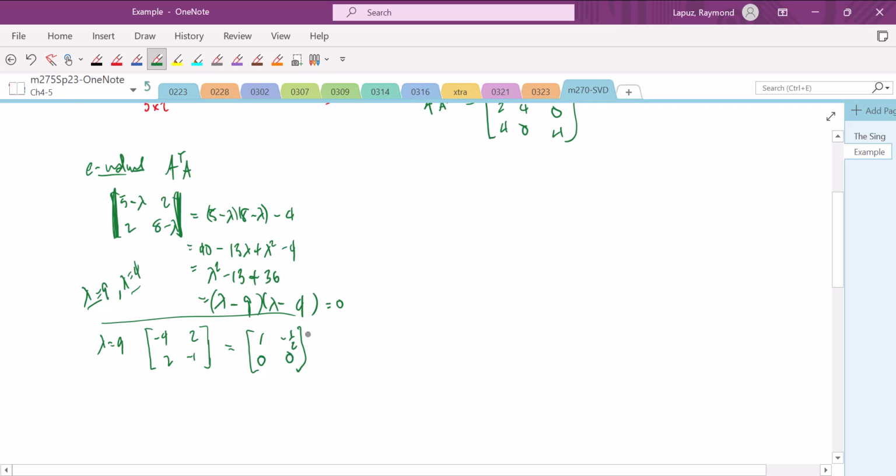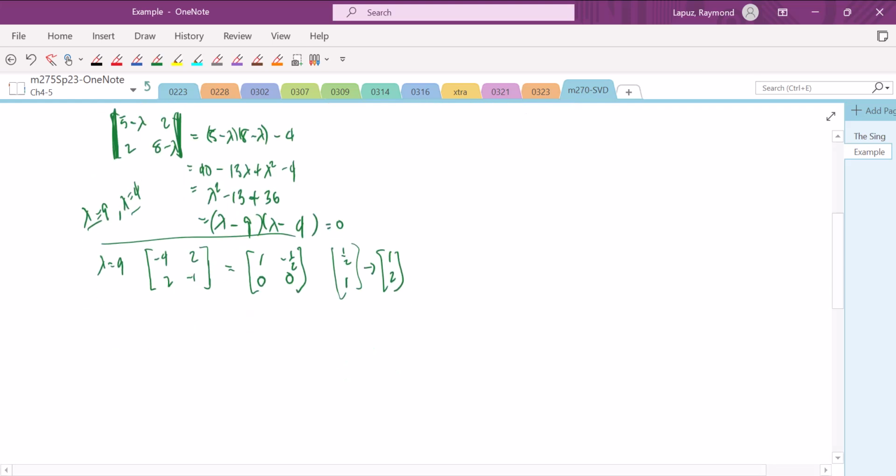And so we have 1, and then this is going to be positive 1/2. And so let's just scale that up to 1, 2, and then I'll find the appropriate size for that. Well, I'll find it now.